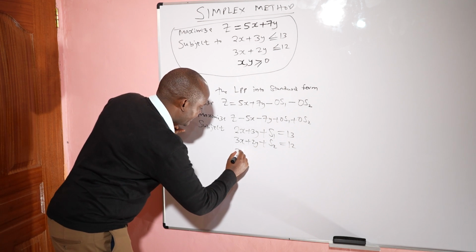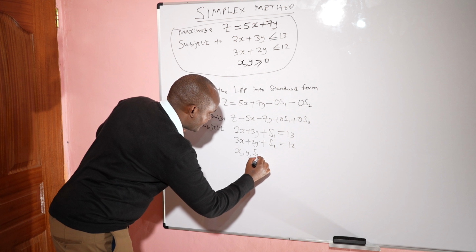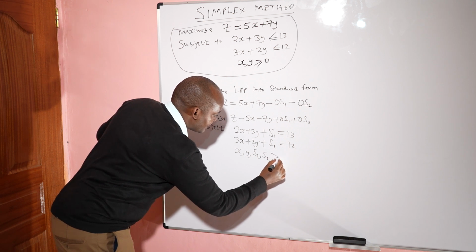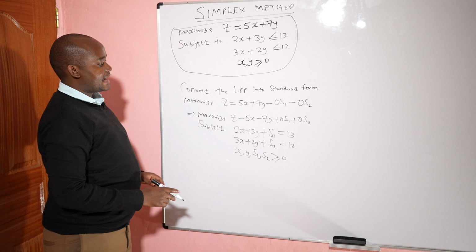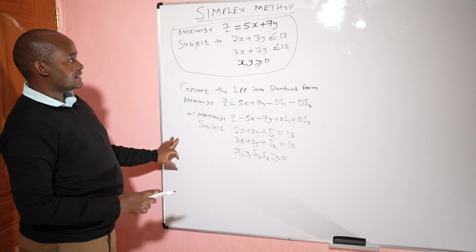And all these, that is the variables x, y, together with these slack variables, should be greater than or equal to 0. That is the non-negativity constraint.